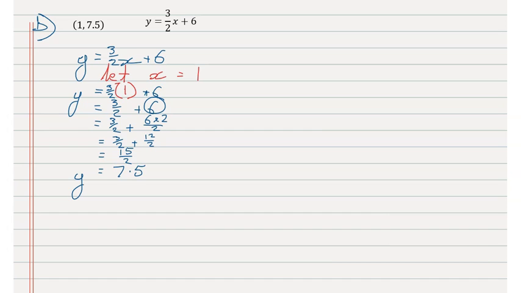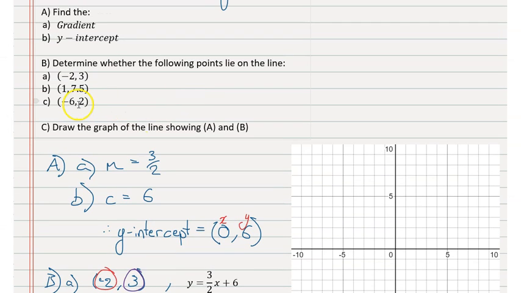So, going back, when x equals 1, y equals 7.5. Therefore, point (1, 7.5) lies on line y equals 3 over 2x plus 6. Now the final one, negative 6 and 2.